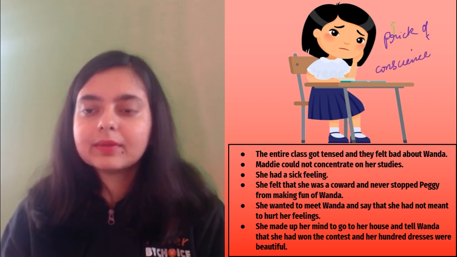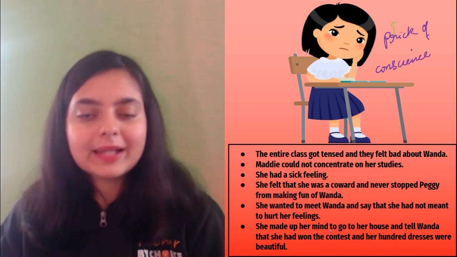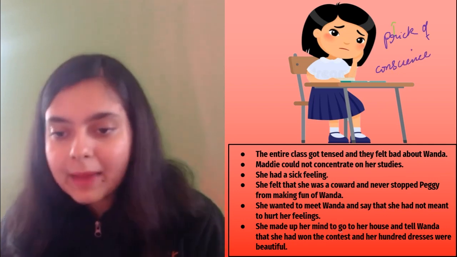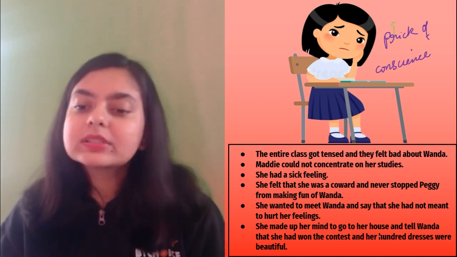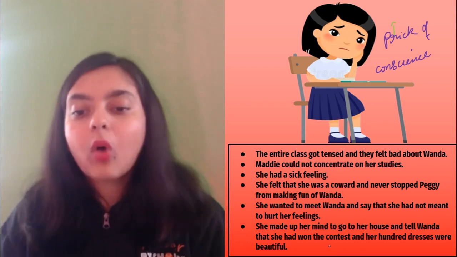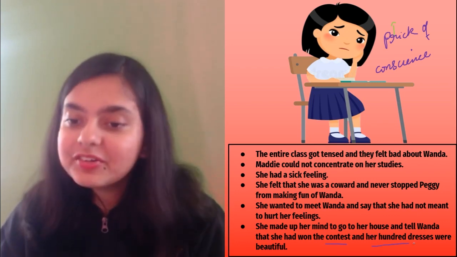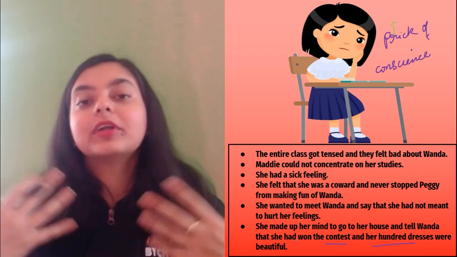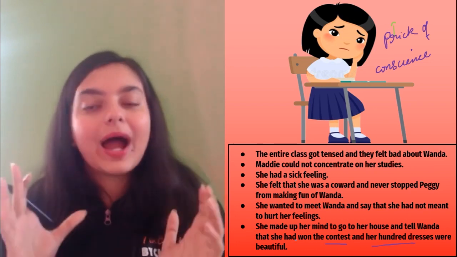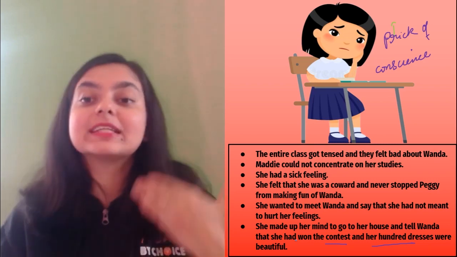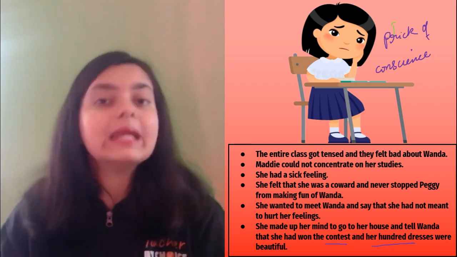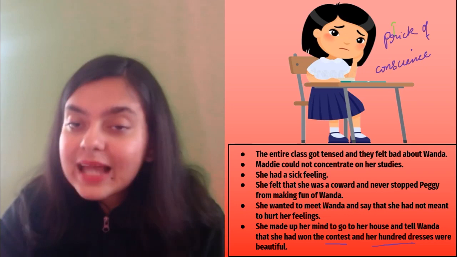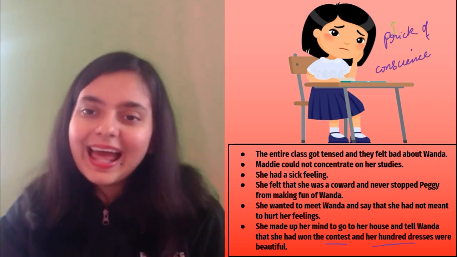Right. So now she made up her mind. So what did she do? She made up her mind to go to Wanda's house and tell her that she had won the contest and her 100 dresses were beautiful. So this is what she wanted to tell her. And why did she want to tell her? Because she was having this prick of conscience. She was feeling very bad. She could empathize with Wanda's situation, right?